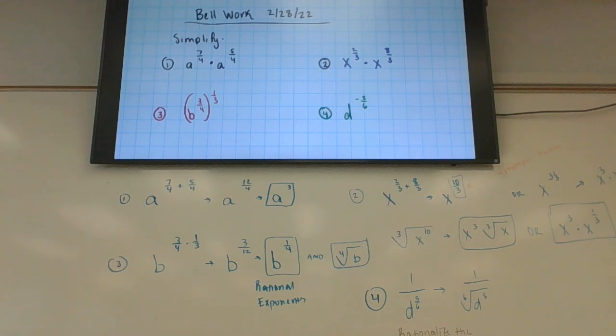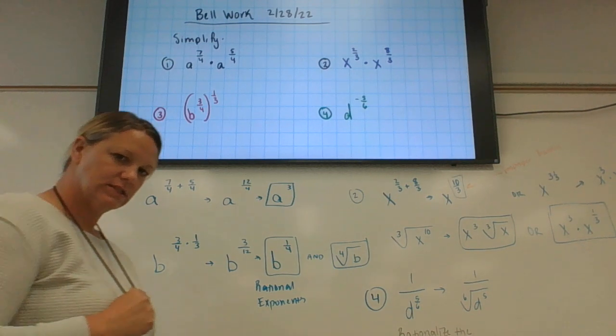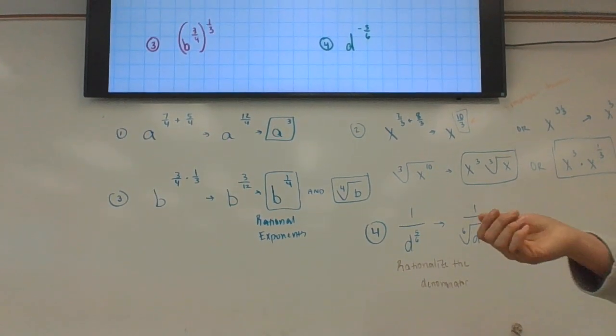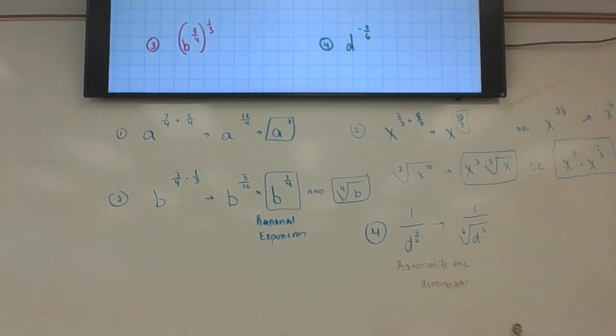Ollie, what would you do to rationalize that? How do you get rid of this radical now? We need one more D. 6 D's is what we would want, because 6 D's would clear the radical. We're one short. So in order to rationalize, we will multiply one more D.